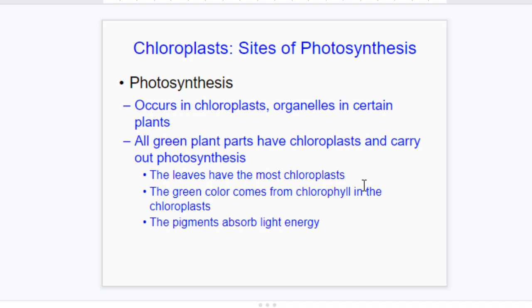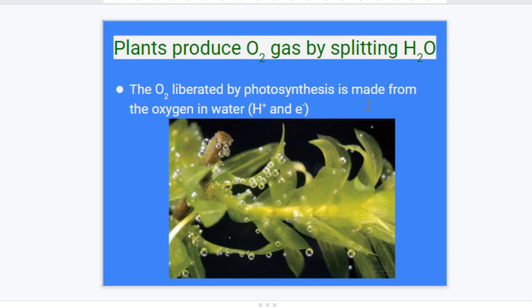And the leaves have the most chloroplasts of anything versus the stem, flowers. And the green color comes from the chlorophyll in the chloroplast. And the pigments absorb light energy and reflect only green. Okay. How do they do this? How do they convert it to chemical energy? Well, just so you know, you'll learn more in chemistry, but plants produce oxygen gas by splitting water apart. Water went in, oxygen comes out, okay? And the oxygen liberated by photosynthesis is made from the oxygen in water, okay? And that's all you really need to know, okay?